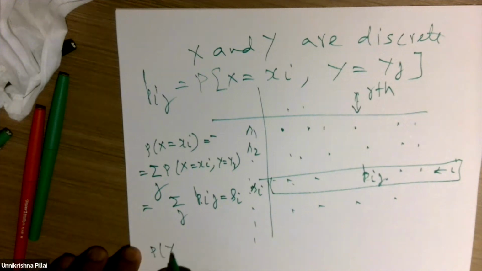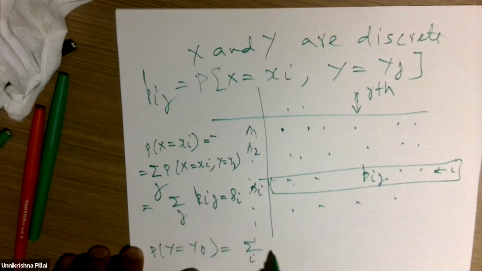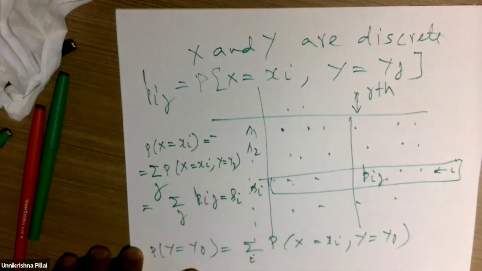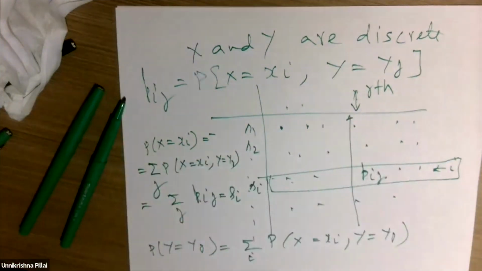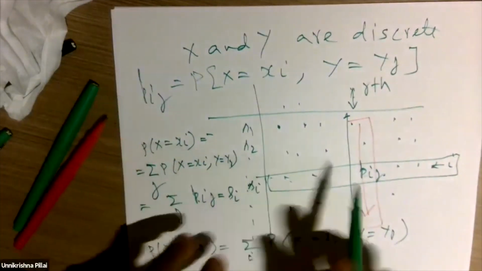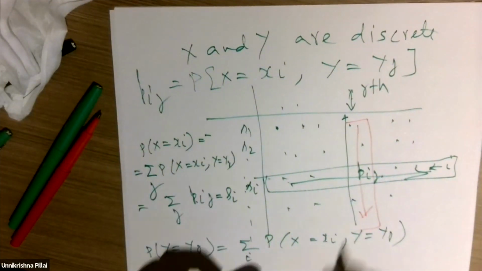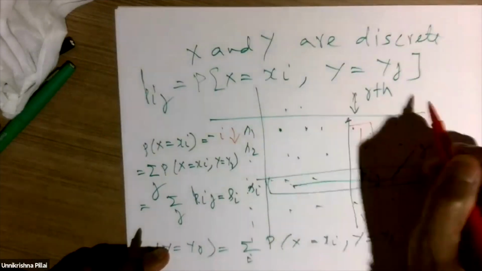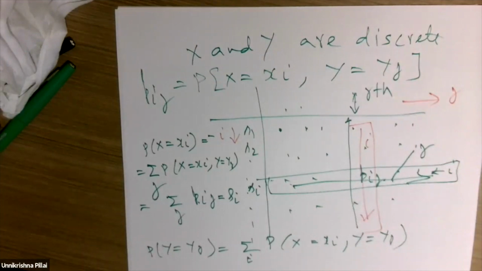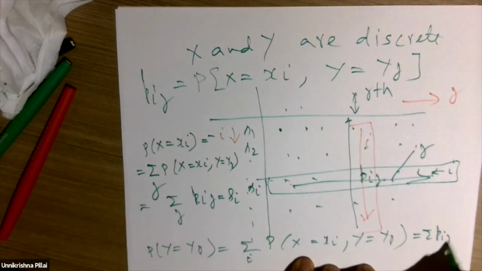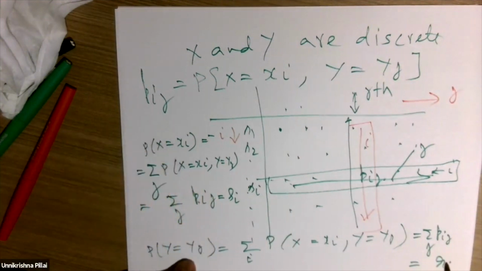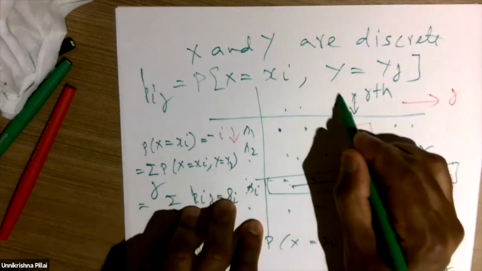And similarly, if you want probability of y equal to yj, from the previous formula, you sum over x. So that's going to be x equal to xi, y equal to yj. You sum over i means you sum over all the i, so you sum this way. You go this way, and for row you go this way. This is over j, and the red is over i. i is rows, j are columns. So this is simply pij over i. I'm sorry, I'm summing over i, so I'll write it as rj. So this will be your rj.